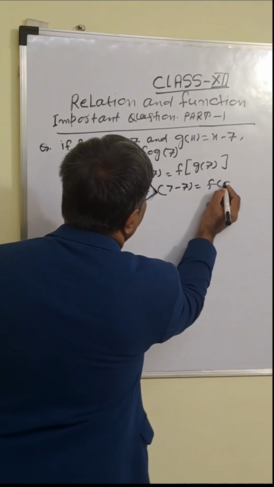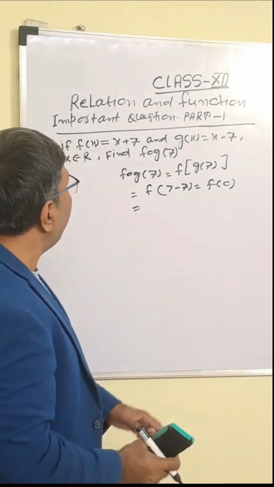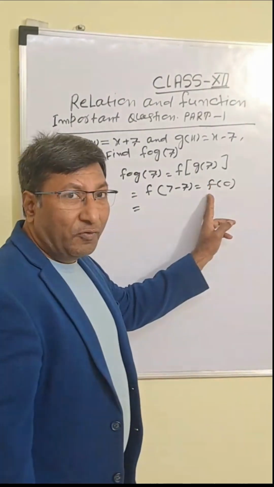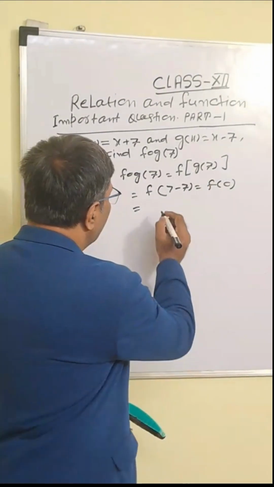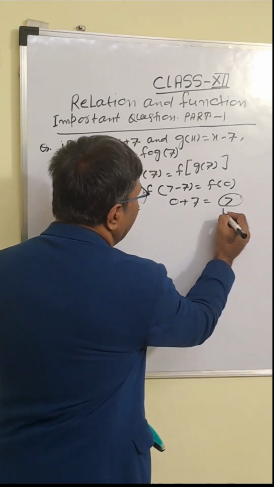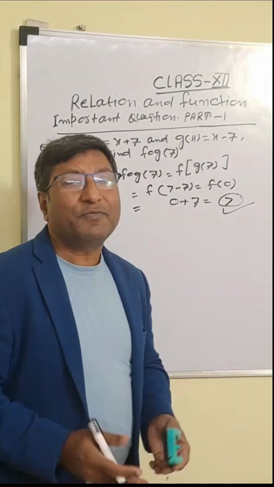So we will get f of 0. Now f of x is x plus 7, so f of 0 will be 0 plus 7. So our correct answer is 7.